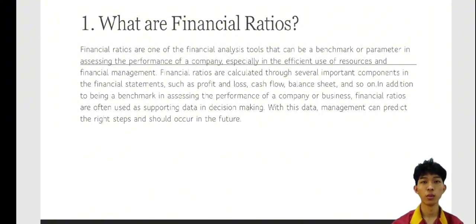Next, the first: what are financial ratios? Financial ratios are one of the financial analysis tools that can be a benchmark or parameter in assessing the performance of a company, especially in the efficient use of resources and financial management. Financial ratios are calculated through several important components in the financial statement, such as profit and loss, cash flow, balance sheet, and so on, in addition to being a benchmark in assessing the performance of a company business. Financial ratios are often used as supporting data in decision making. With this data, management can predict the right steps that should occur in the future.